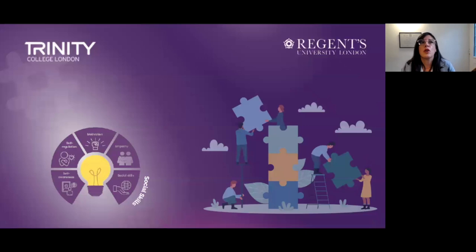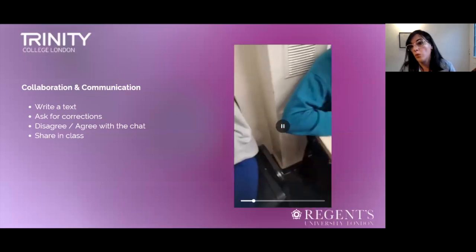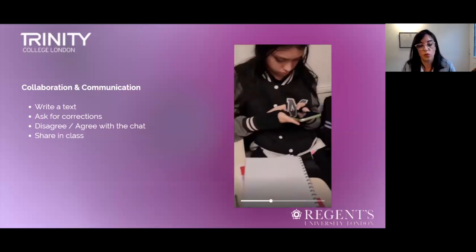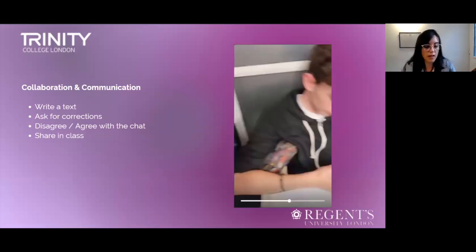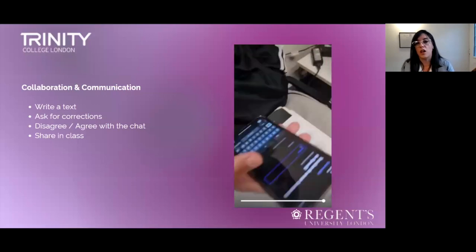And in this case, I want to show you something that is connected with social skills. In this activity, the students wrote a text, a typical task that they are supposed to do, like, for example, in this case, an essay. And they developed their collaboration and communication skills. First they wrote the text. They asked the chat to give the correction, and after that they had to say if they agreed or disagreed with the chat corrections. And then they shared their reflections orally in an oral class.